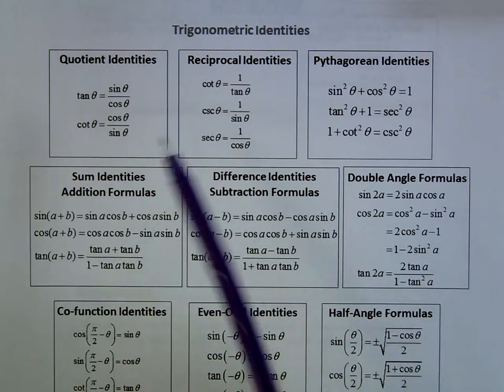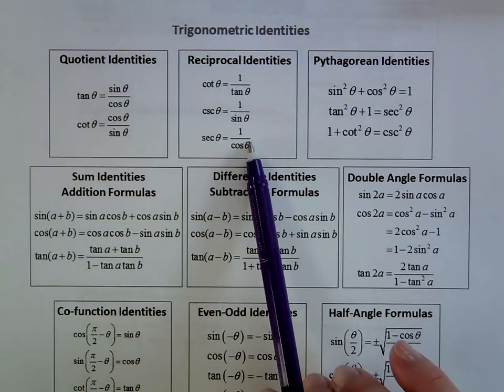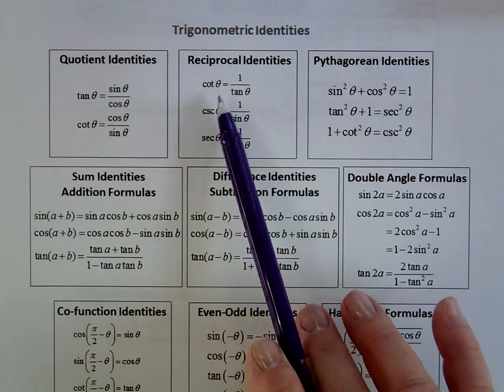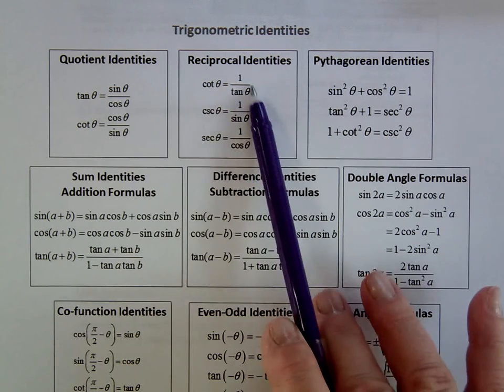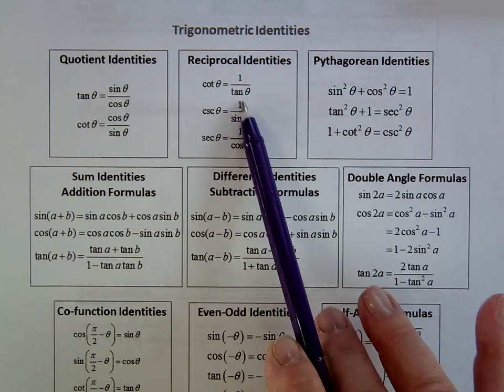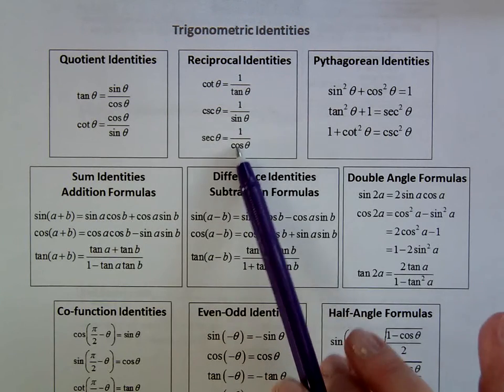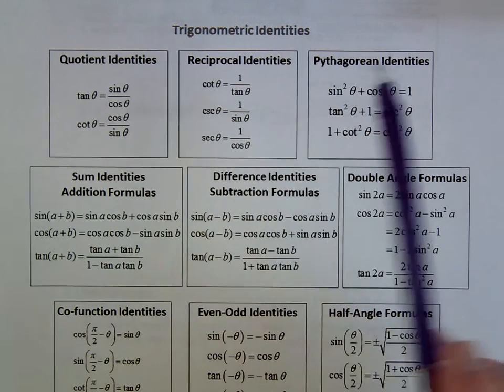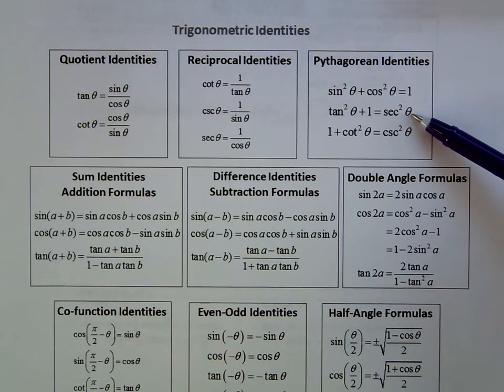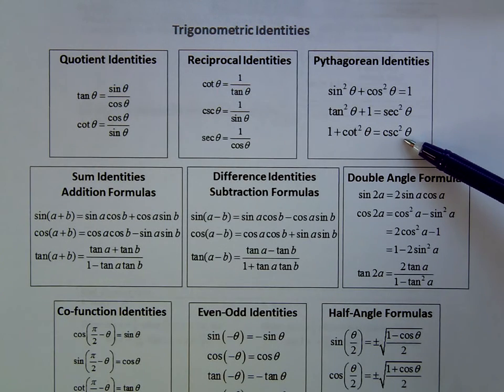So we know the quotient rules. These are the new reciprocal identities, but you also know that it works the other way around. Tangent is 1 over cotangent, sine is 1 over cosecant, and cosine is 1 over secant. So there's more to it than just this. Pythagorean identities, we've talked about those. And again, there's 2 more to each of these. But here's the new ones.